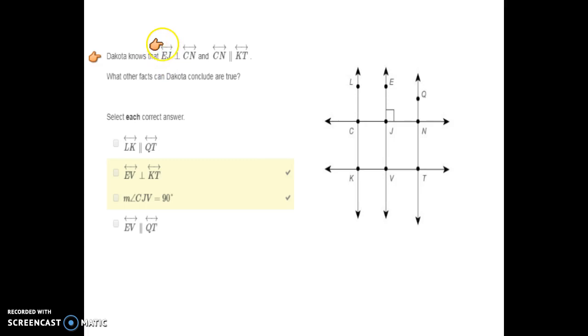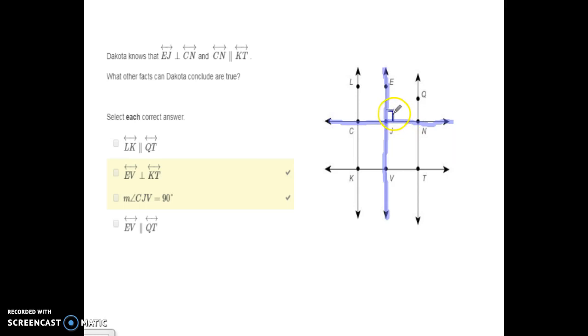Dakota knows that EJ is perpendicular, that's the symbol for perpendicular, to CN. So let's go ahead and kind of mark those. We know that EJ, so EJ is right here, and it's perpendicular to CN. All right, and we know that because they've told us, but they have also given this symbol that that's a right angle.